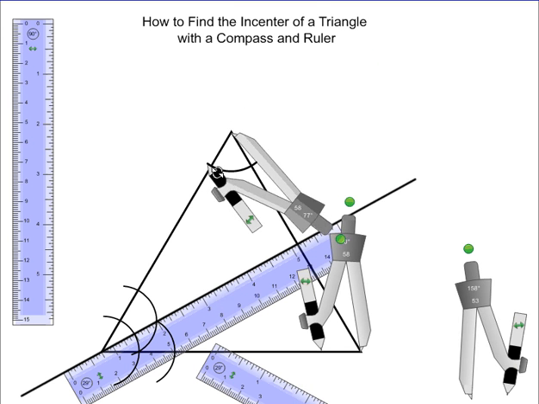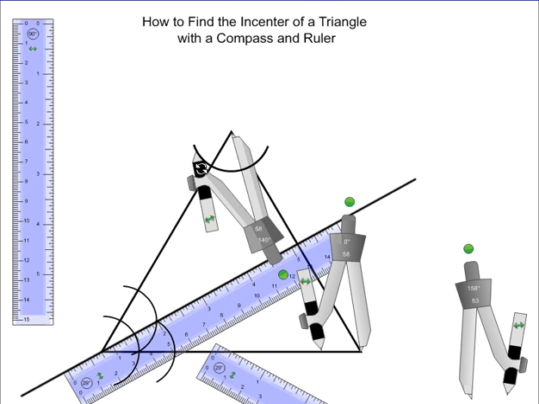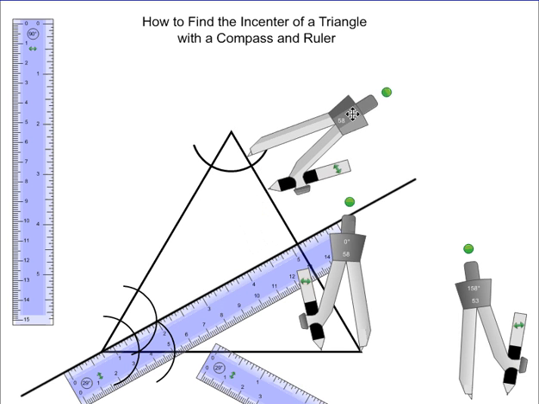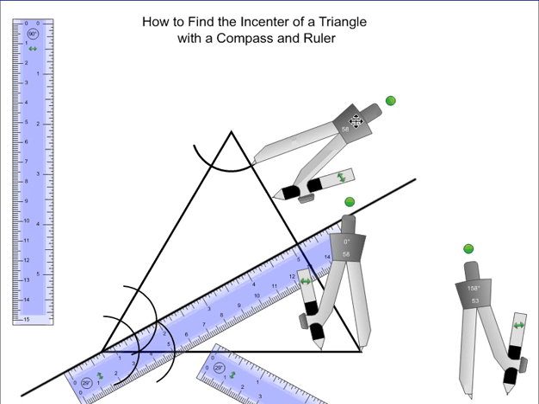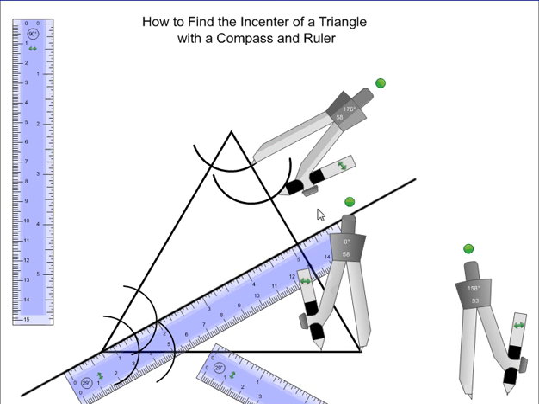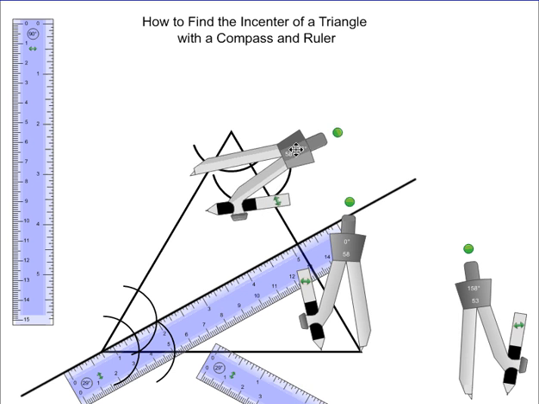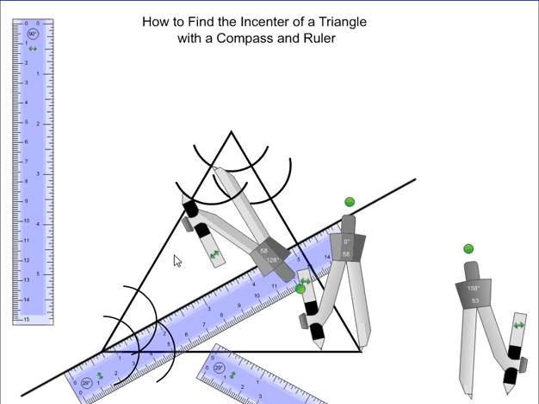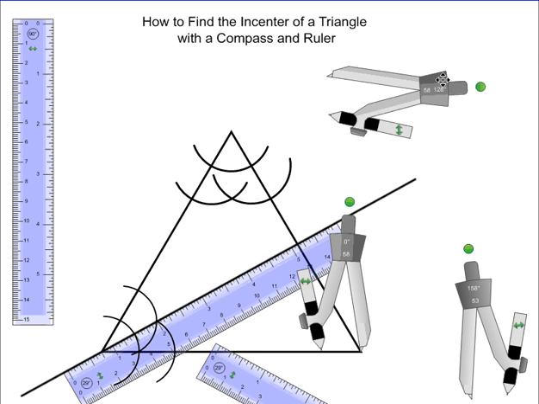You draw an arc that intersects both segments of the triangle, and keeping the same distance, you move your compass to the intersection point of the arc and the segment. Now you draw another arc. Now you go to the other segment, line up with the intersection point of the arc and the segment, and draw another arc. As you can see, these two arcs also intersect.